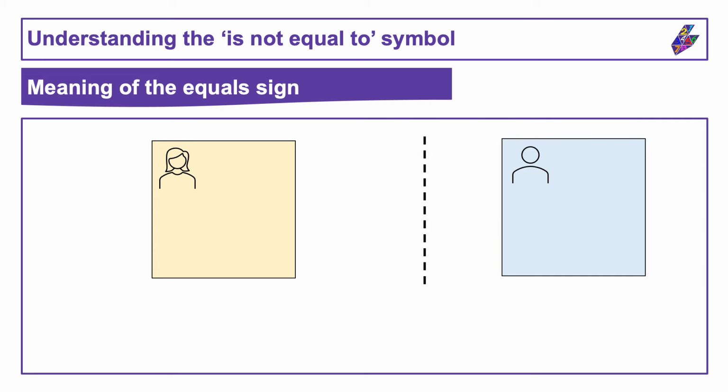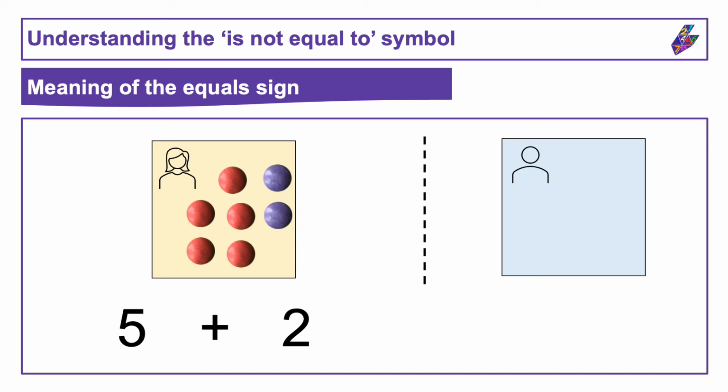What if we look at a situation where two children, Jenny and Michael, have some sweets, and we want to compare them to see if they have the same amount? Jenny has 5 red sweets and 2 purple sweets. Michael has 7 orange sweets. We're comparing the number of sweets that Jenny has with the number of sweets that Michael has. If they have the same amount, we say they are equal. They have the same value. But if they're different, then we say they are not equal. They do not have the same value.